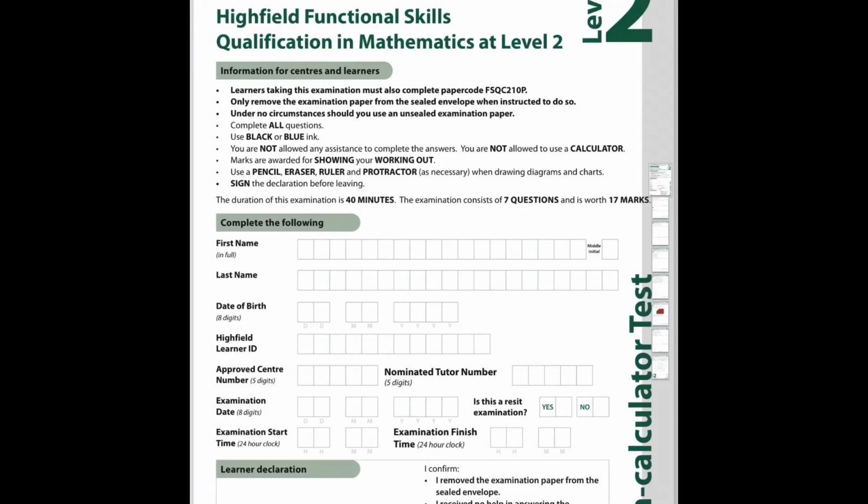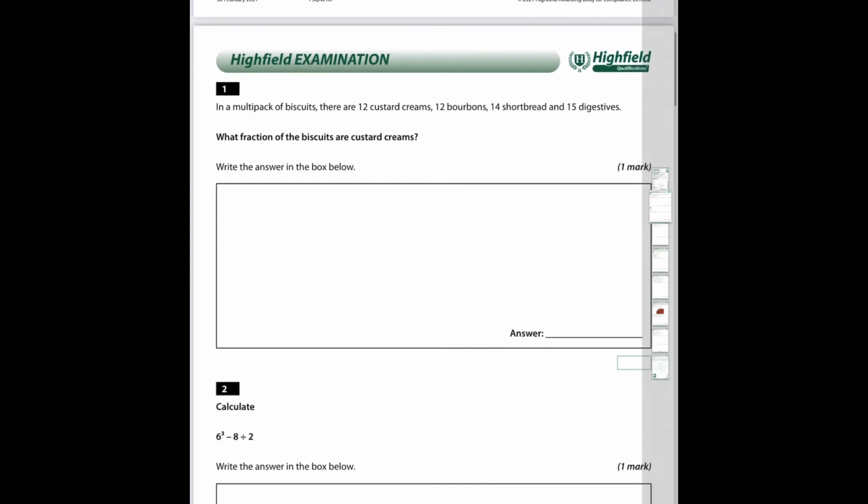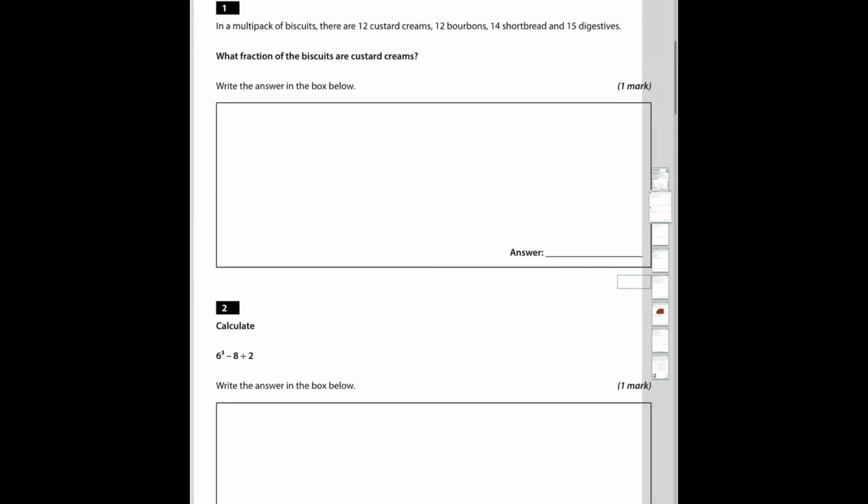Hi, so today we're going to look at a Maths Level 2 non-calculator test paper. This will be a 40-minute test which consists of 7 questions and 17 marks. You're not allowed to use a calculator at all in this test. Marks will be awarded for showing your working out. So let's look at the questions.